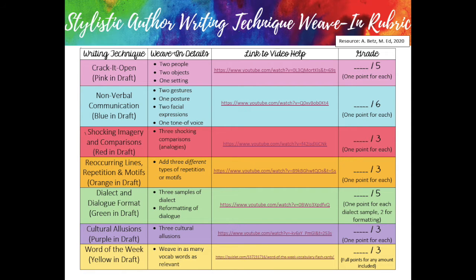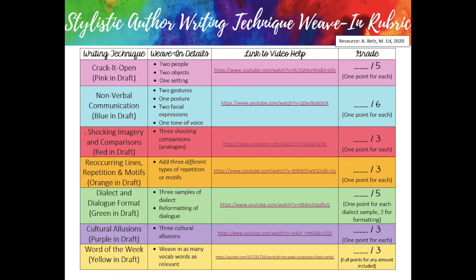Today you will be using 2 different rubrics to assess your peer's draft. The first one is for stylistic author writing technique weave-ins. Notice that I have all of the weave-ins color-coded the same color they should appear in the draft to make it easy for you to find. Take a look at the writing technique on the left. Double check the weave-in details, what should be incorporated. If you forget what a particular writing technique is or your peer needs to revisit it, you all have the link to the instructional YouTube video that goes along with each technique listed there.